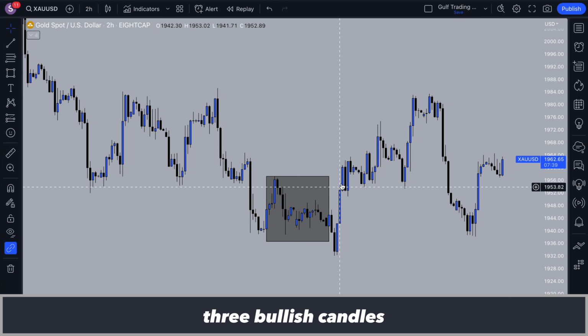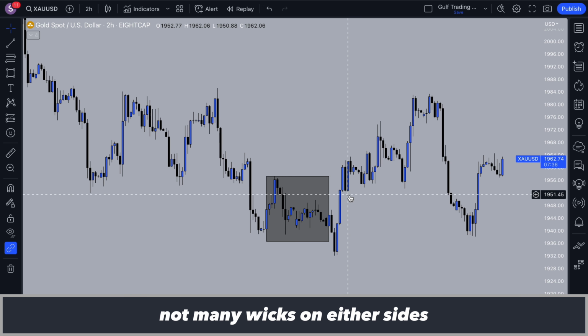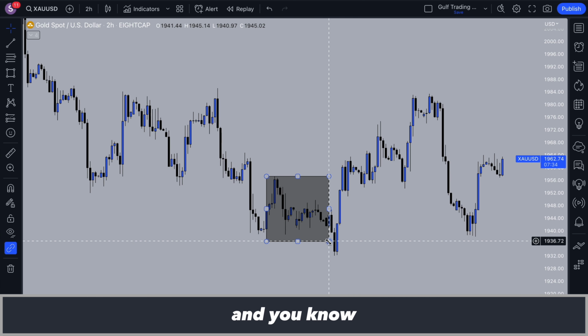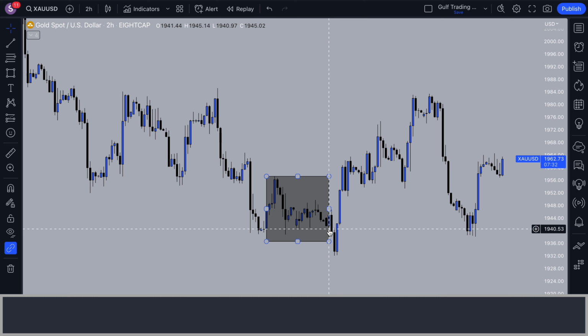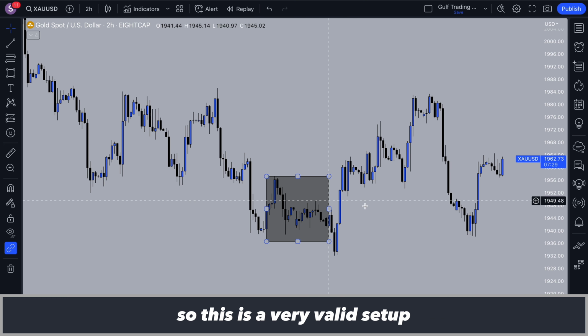2 bearish candles, 3 bullish candles, huge candles, not many wicks on either side, and you get 1 candle close below the zone, shoot below, and then shoot back into it. So this is a very valid setup.